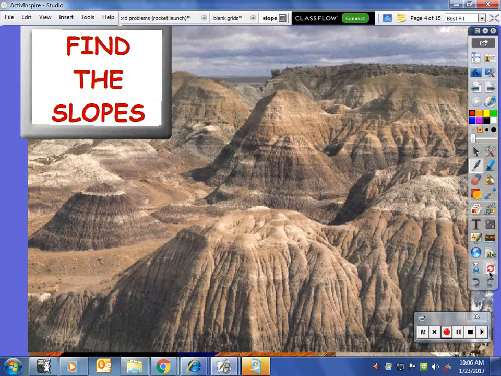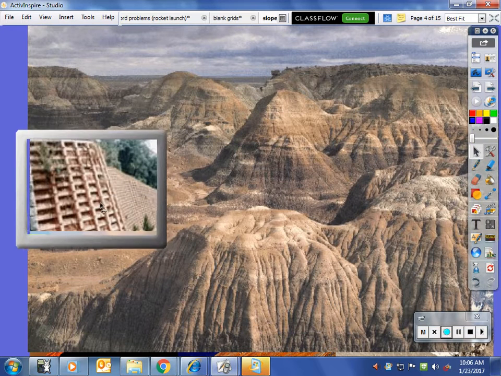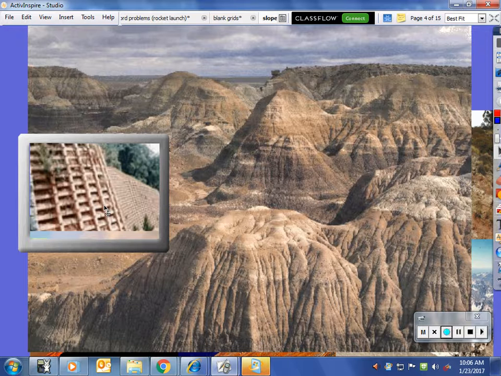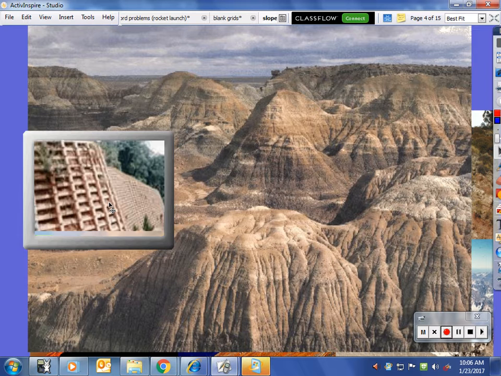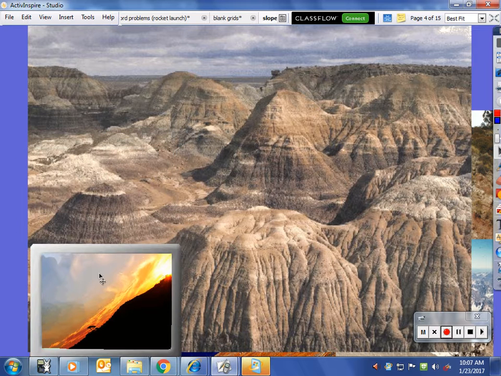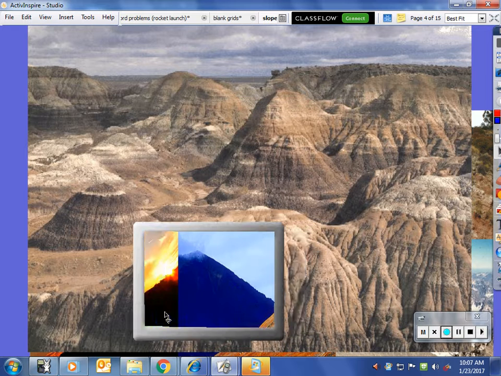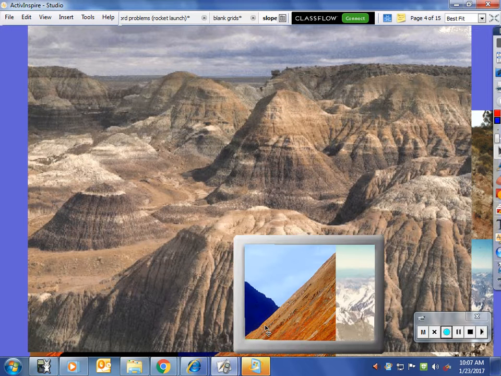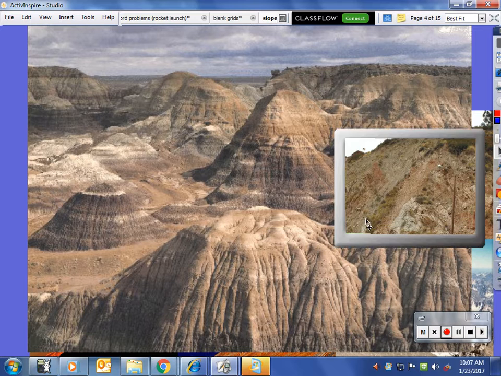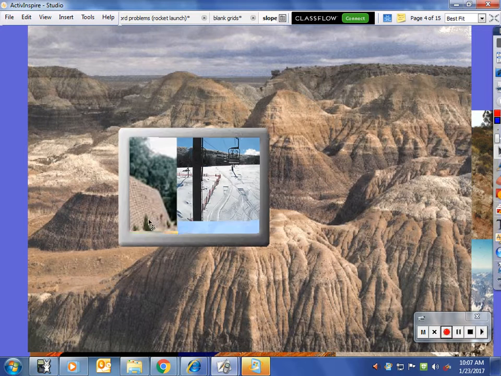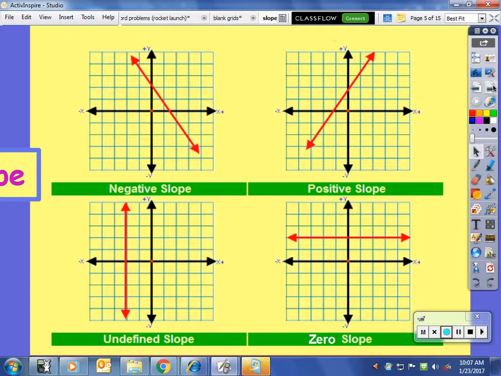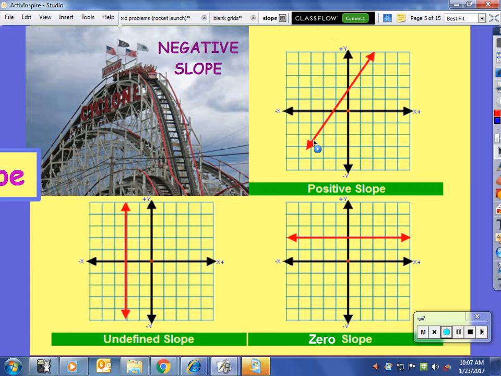Let's see what this slide does. What kind of slope would this be? These lines on this figure. That would be negative. They're going down. I'm talking about these lines. What about this slope? That'd be positive. What about this one? Negative. What about this one? Positive. What kind of slope is this? Negative. What about this? Positive.